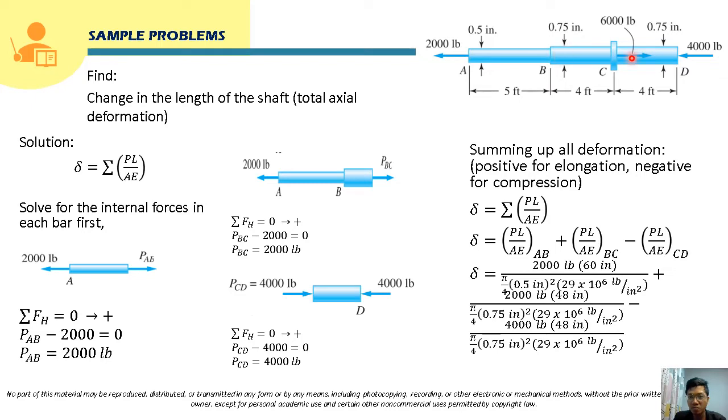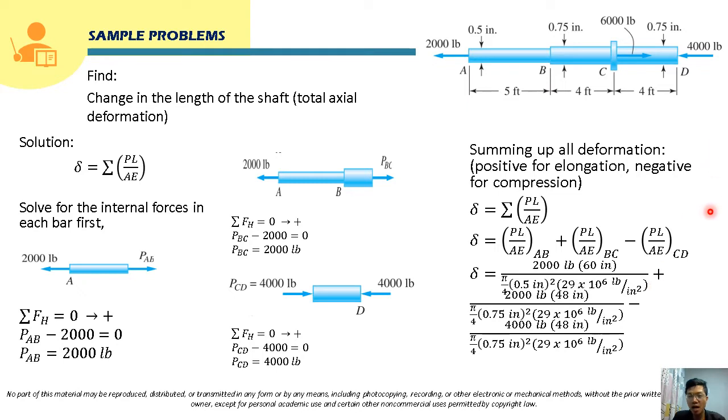Now for segment BC, the computed internal normal force here is also 2,000 pounds. So that will be 2,000 pounds times its length. Its length is 4 feet, converted to inches, so that will be 4 times 12, which is 48 inches, over its area, which is pi over 4 times its diameter of 0.75 squared, the cross-sectional area. Its E is also the same, 29 times 10 raised to 6 pound per inch squared.